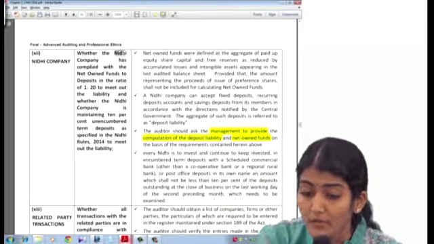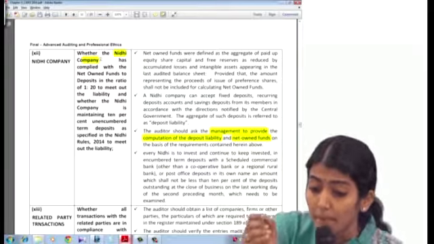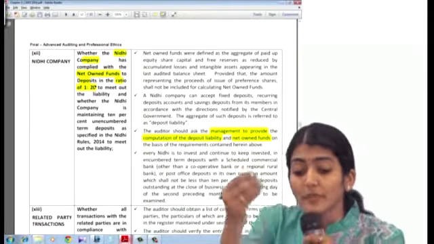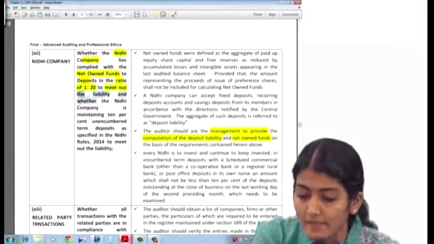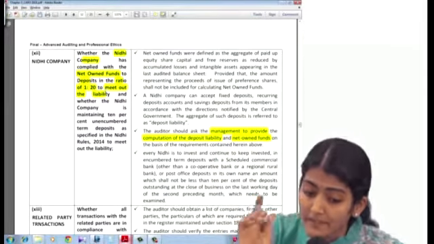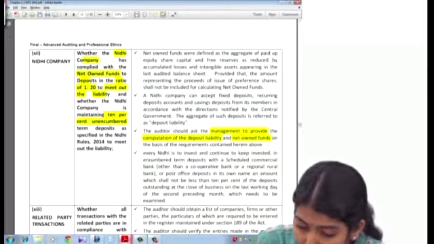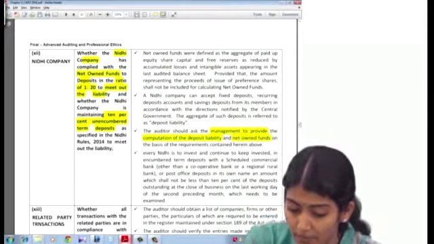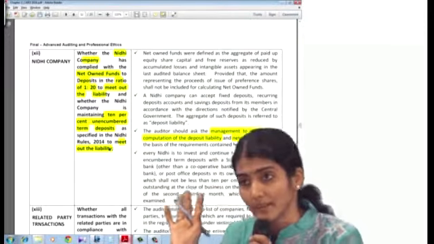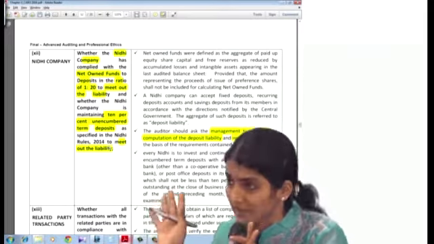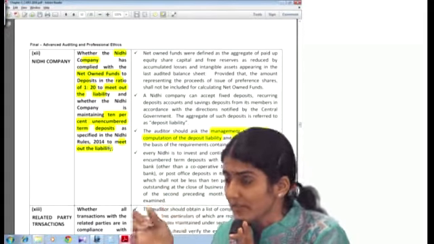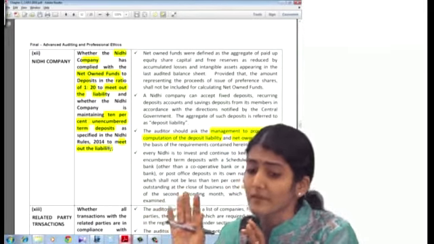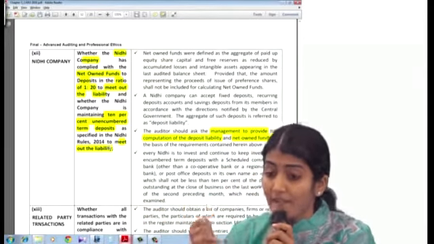What are the wordings of the clause? Whether the Nidhi company has complied with the net owned funds to deposits in the ratio of 1:20 to meet out the liability. And whether the Nidhi company is maintaining 10% unencumbered term deposits as specified in the Nidhi Rules 2014, again to meet out the liability. This is the common sentence after both parts: net owned funds to deposits in the ratio of 1:20 and at least 10% unencumbered term deposits, to meet out the liability.